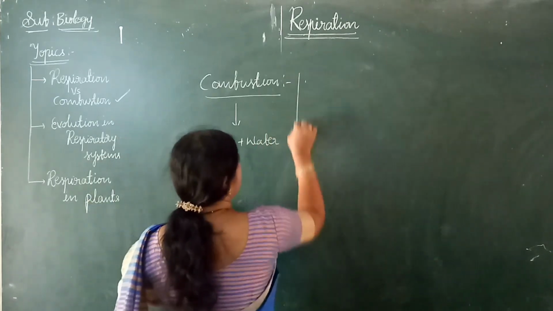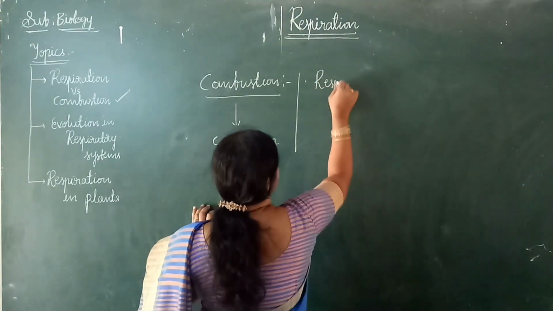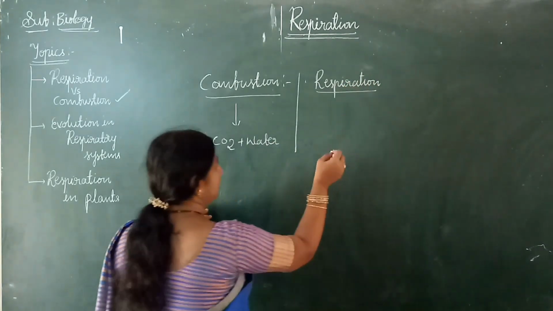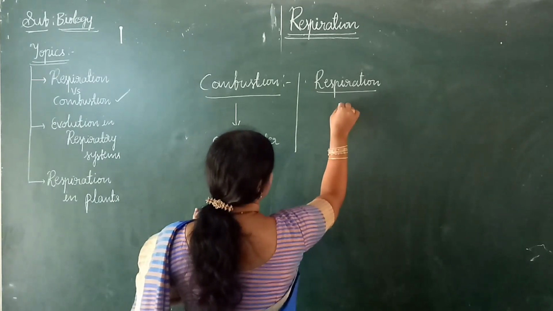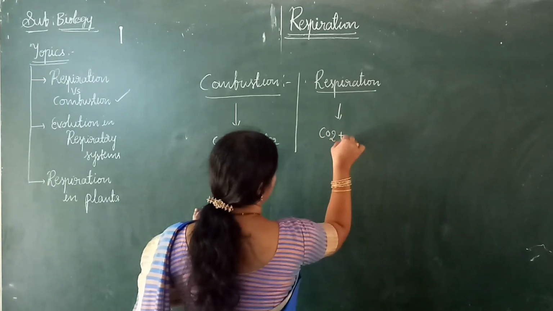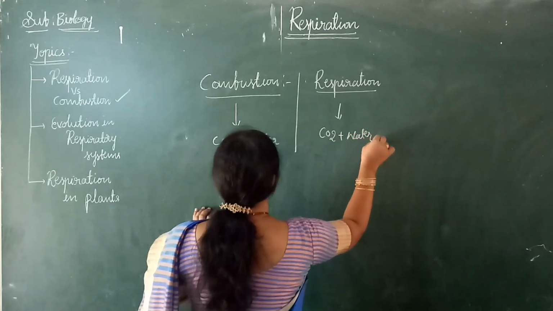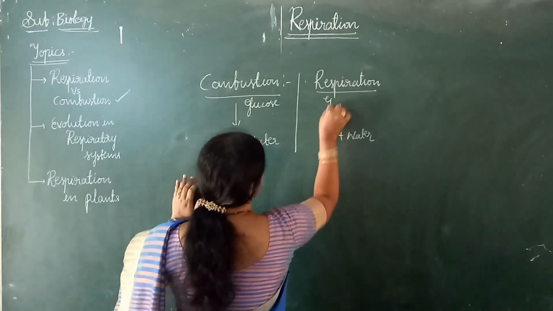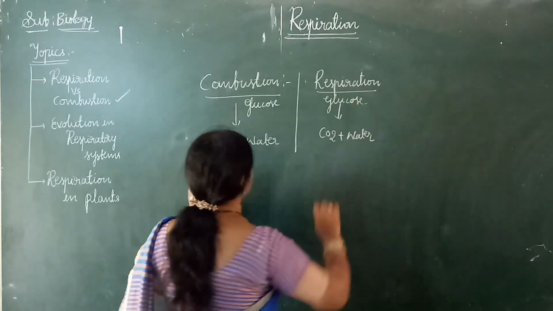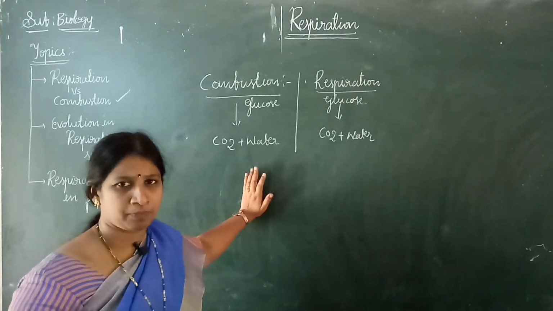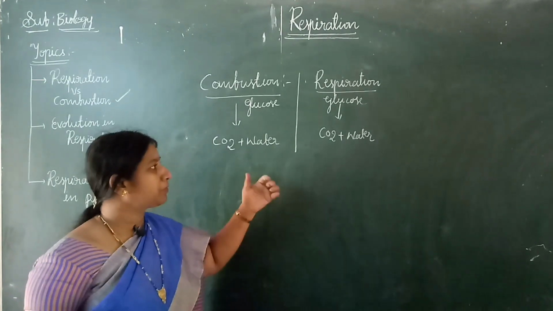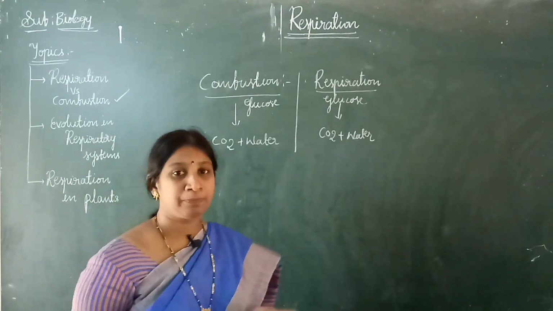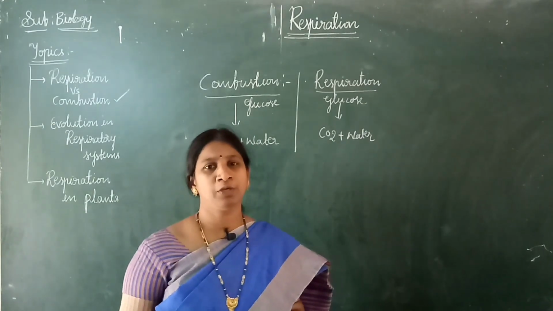In the previous concept we discussed respiration. We all know that here also the same glucose turns into CO2 plus water. So during combustion glucose, and even during respiration glucose, finally converts into carbon dioxide and water. Both seem similar based on the end products, but they are not similar. The process is entirely different from one to another.